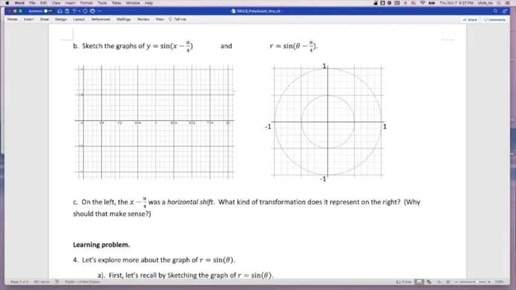Okay, part B of the problem. Sketch the graph y equals sine of (x minus pi over 4). We know from transformation that this is basically a horizontal shift in the x direction, right? And we are shifting by pi over 4 in a positive direction. Whenever you have x minus a quantity, you're actually shifting to the right by that quantity.